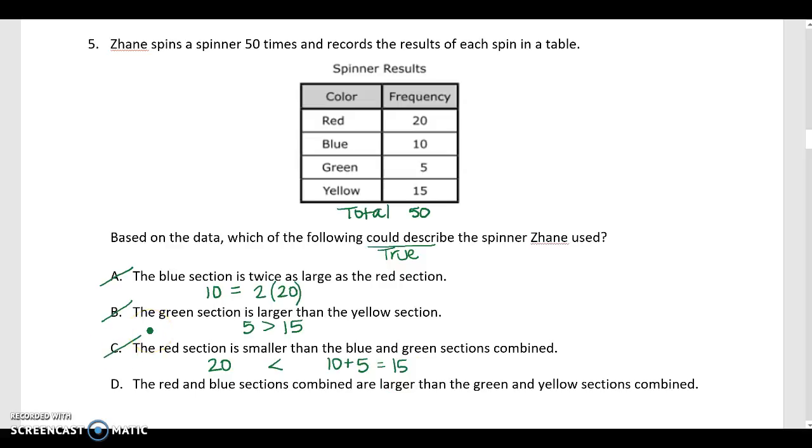So it looks like hopefully this last one's true. The red and blue sections combined, so red 20 and blue 10, so that's 30, is larger than the green and yellow combined. Green is 5 and yellow is 15. 5 plus 15 is 20. So 30 is greater than 20. That is true. Okay, next problem.